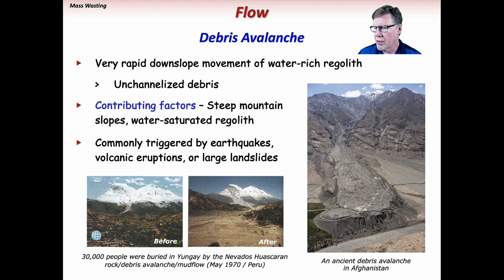The event was triggered by the 7.9 magnitude Ancash earthquake, which destabilized the glacier and snowmass on the notoriously unstable north peak of Huascaran, located in the Cordillera Blanca, and is the highest point in Peru, at 22,205 feet.